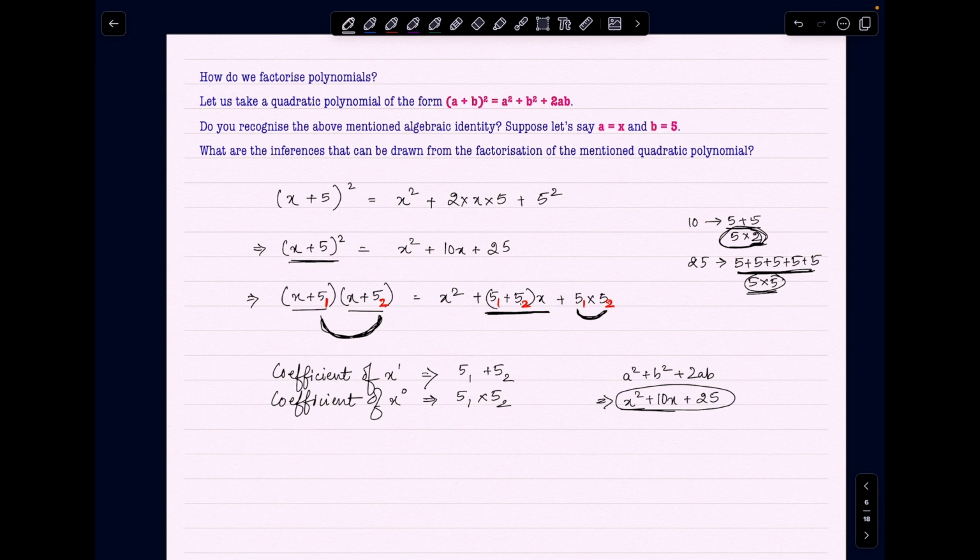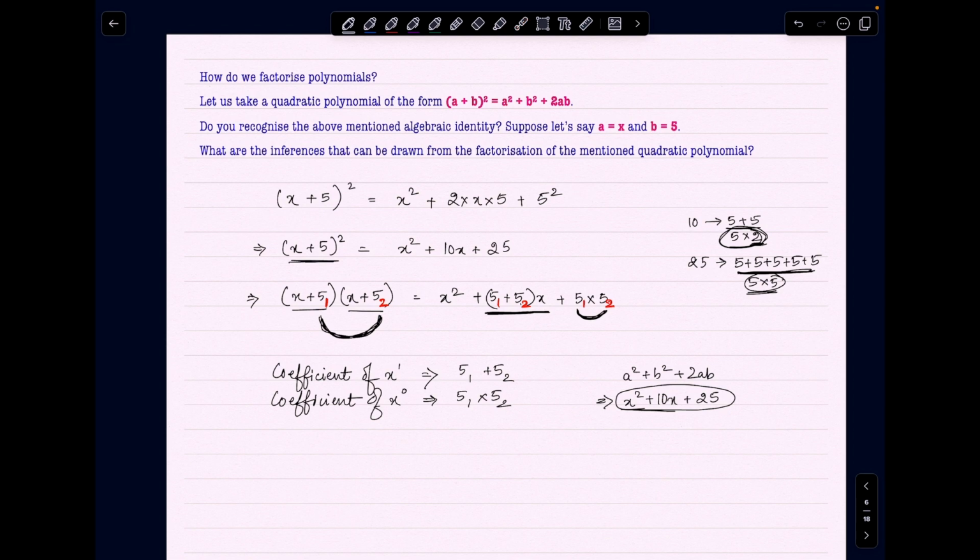So how are we going to factorize? You are seeing that in the factorization part, this middle term, this 10x, we are splitting into 5x plus 5x. And this 25 we are splitting into 5 into 5, first 5 and second 5. Why are we doing it?